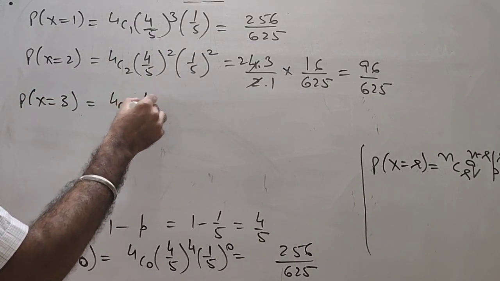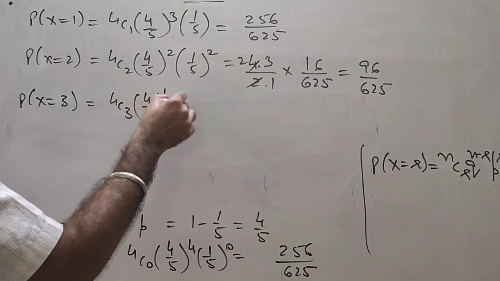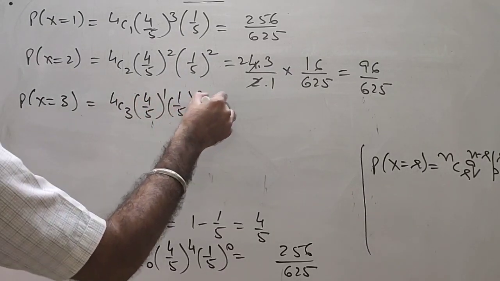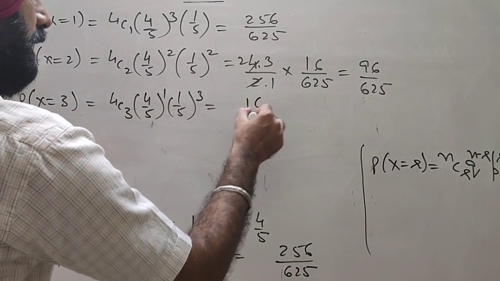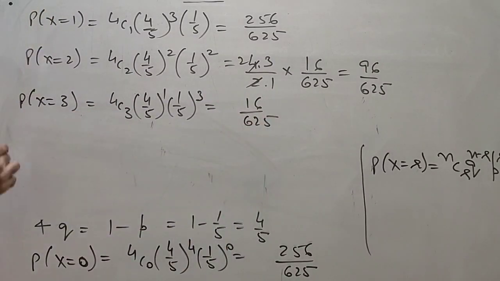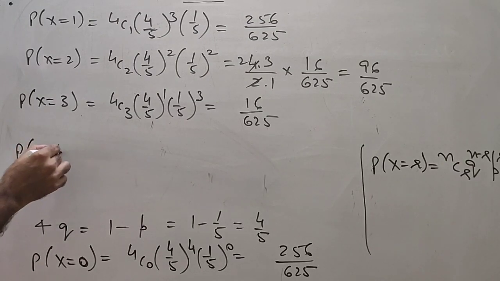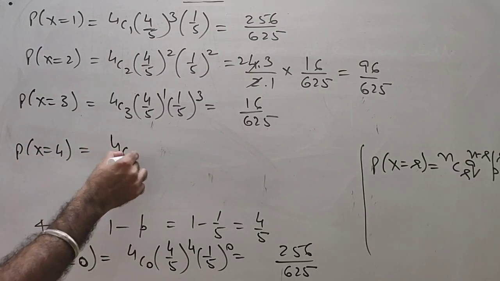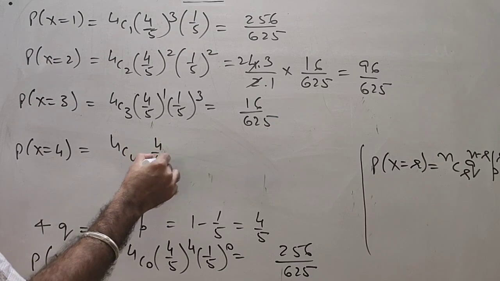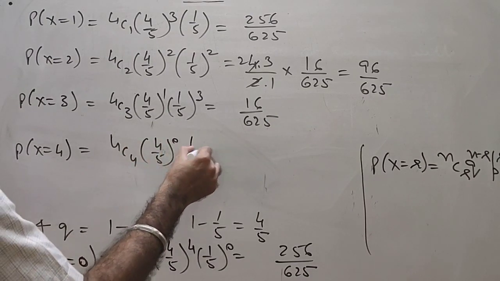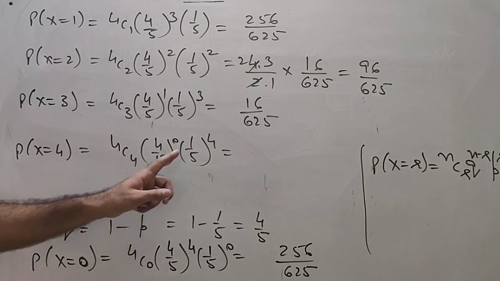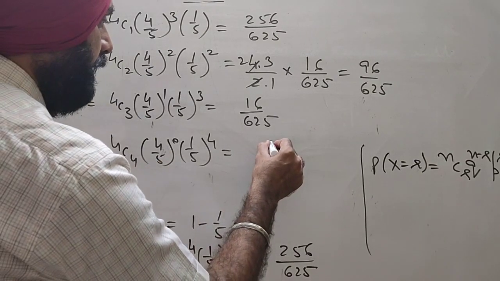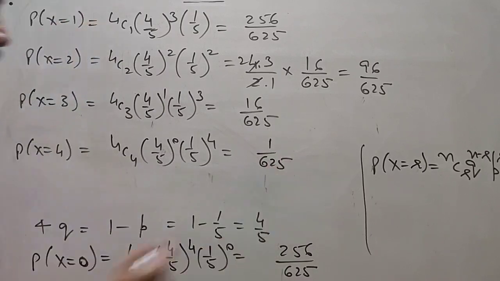Then probability of X equal to 3 is 4C3, 4 by 5 raised to power 1 and 1 by 5 raised to power 3. 4C3 is 4, and 4 into 4 is 16, divided by 625. And now the last case, probability of X equal to 4. So this is 4C4, 4 by 5 raised to power 0 and 1 by 5 raised to power 4. 4C4 is 1 and this is again 1, and 1 by 5 raised to power 4 is 1 by 625.